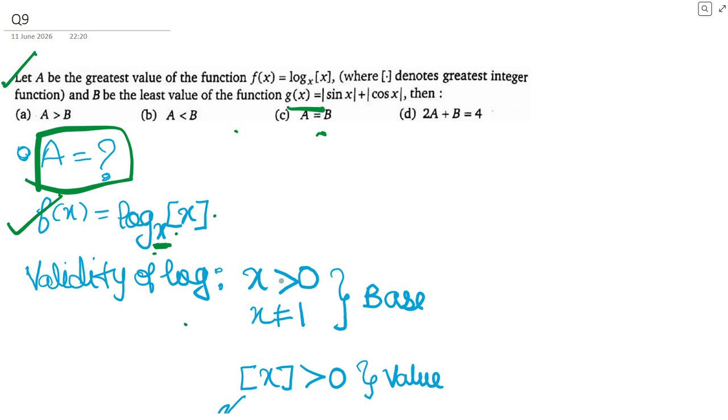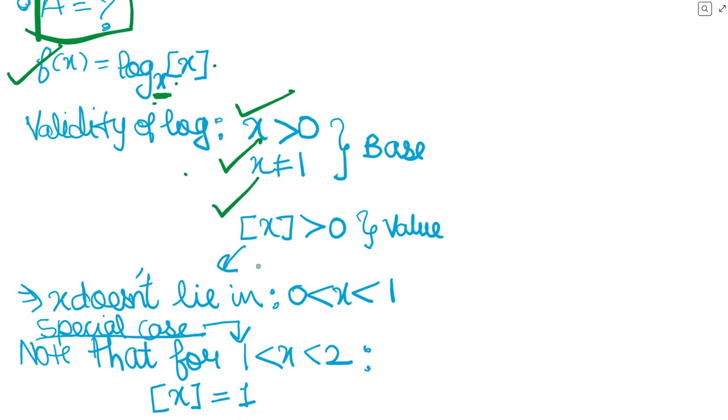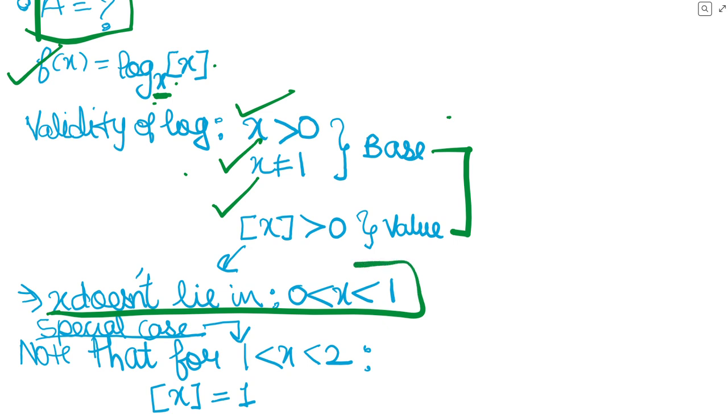For the base, the rule is that the base must be greater than 0 and cannot be equal to 1. And the value inside the log, that is the greatest integer of x, must be greater than 0. These are the basic things we must know for the base and value. One more thing we can note is that x doesn't lie in the interval 0 to 1. How can we say that? Because we already said that the greatest integer of x has to be greater than 0.